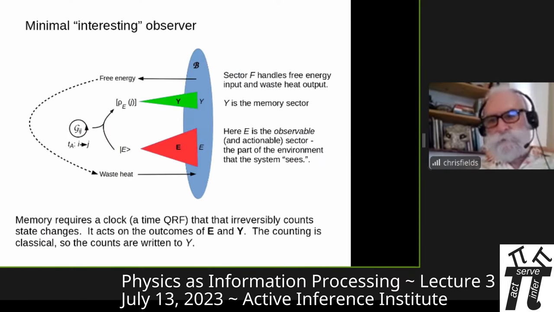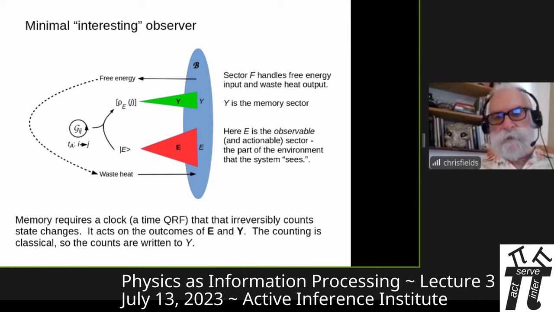And here's the structure of the minimal system that we can really think of as an interesting observer. And this is a system that has some QRF that I've called E, that looks at its environment, the part of its environment that it can actually observe and act on. And it defines a sector of the boundary, which mathematically is just the image of this QRF E, that the system can manipulate. So this is the part of the environment or the part of the boundary that the system actually sees and can do something about.